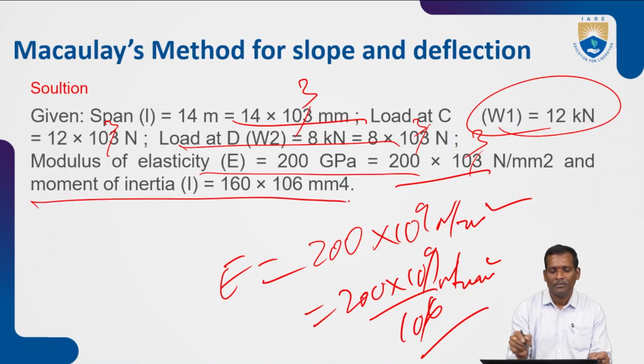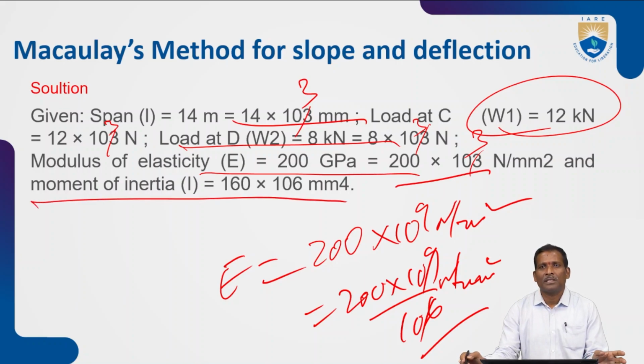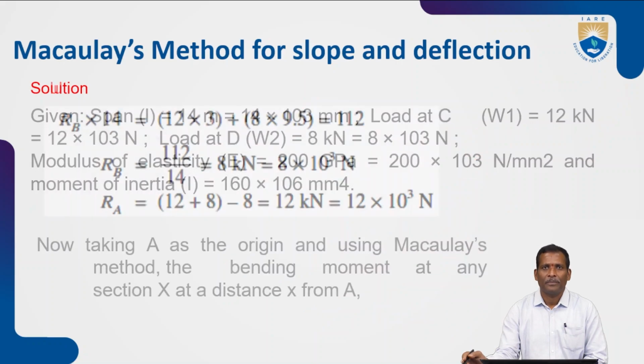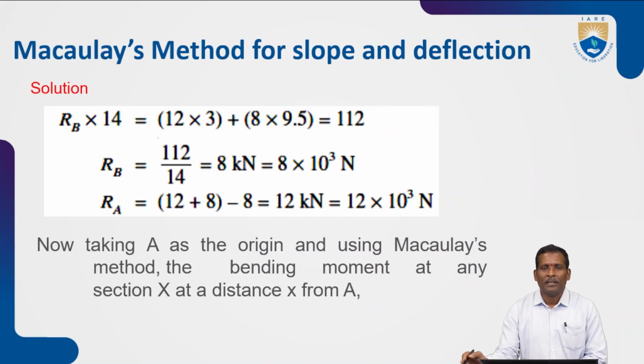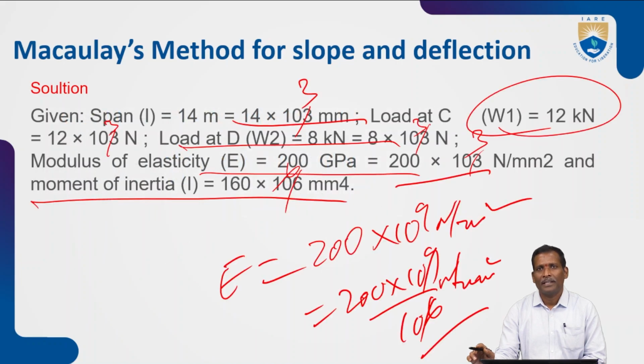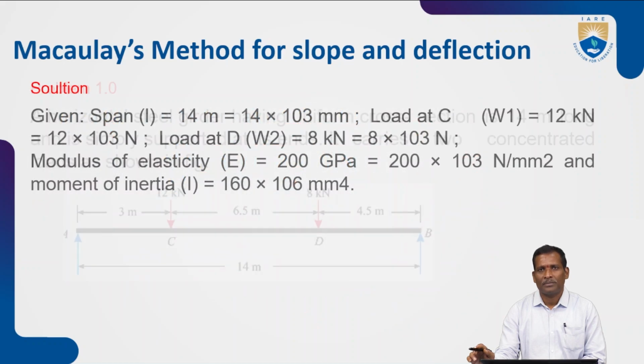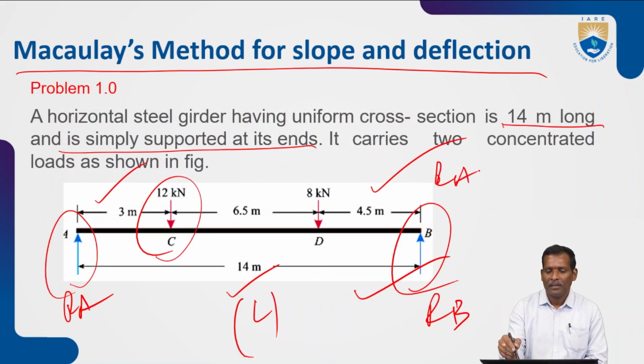And the moment of inertia is 160 into 10 to the power of 6 mm to the power of 4. So the given values are converted into a single unit. It may be in mm or meters, but all should be in the same unit. Here the reaction forces are RA and RB, so first of all, you should calculate the reaction forces RA and RB.